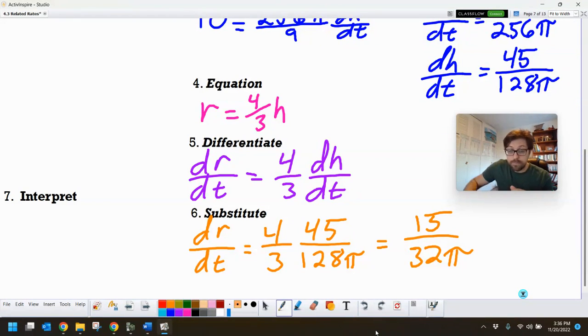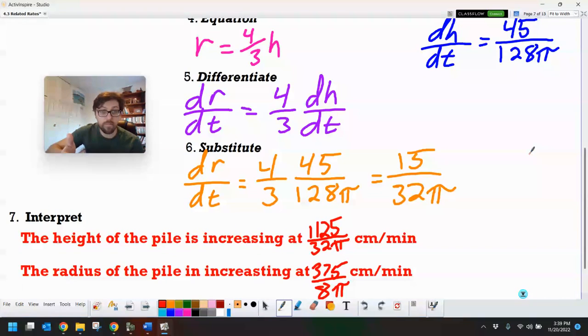So I'm going to do that. There we go. And I've written out my sentences, and they became a lot worse when they converted into centimeters. I don't even know why they wanted to do that. It feels like a weird thing for this question to do, but we do what the problem asks us. So the height of the pile is increasing at 1125 over 32 pi centimeters per minute, and the radius of the pile is increasing at 375 over 8 pi centimeters per minute. We could write those as decimals if we wanted, but I didn't feel like it.